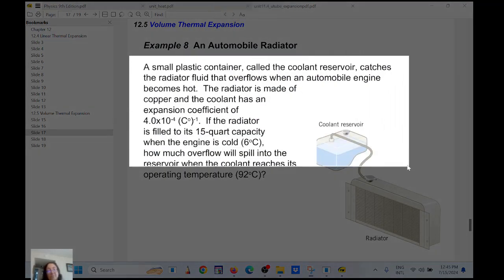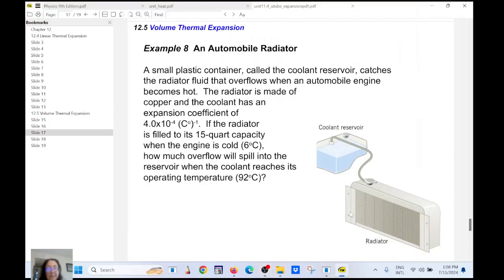So this is the example here. It's from your book again. And now it's a radiator. The radiator is made of copper, so it will expand when it's going to be hot. And inside that radiator, you have a coolant. So it's a liquid, and the liquid is also going to expand, but it will expand more than the solid. Nevertheless, the solid will try to accommodate the liquid a little bit. And what it cannot accommodate, the liquid will overflow in this reservoir.